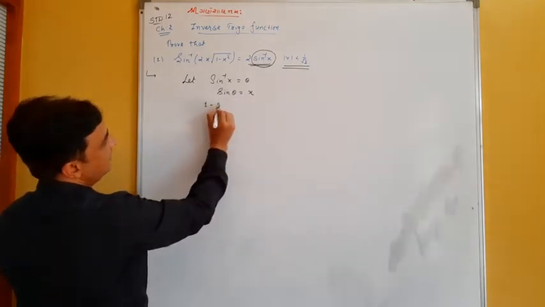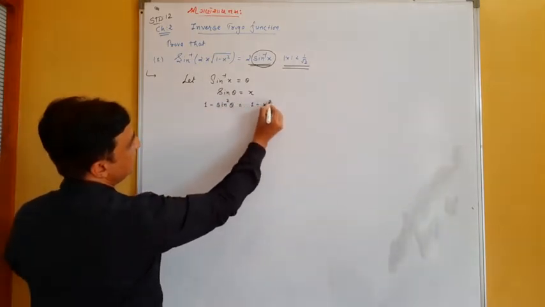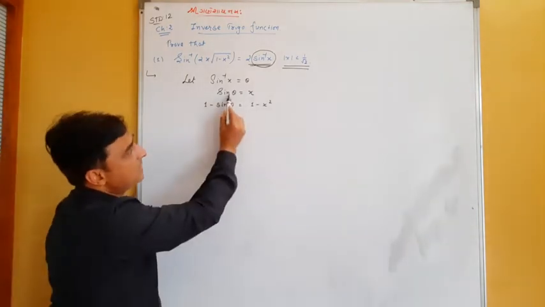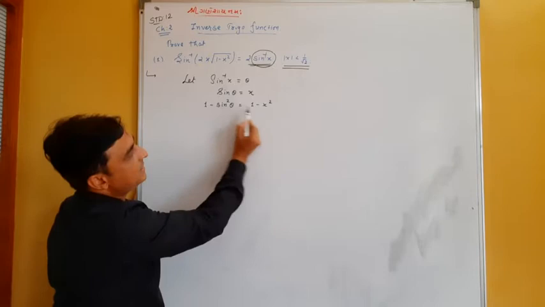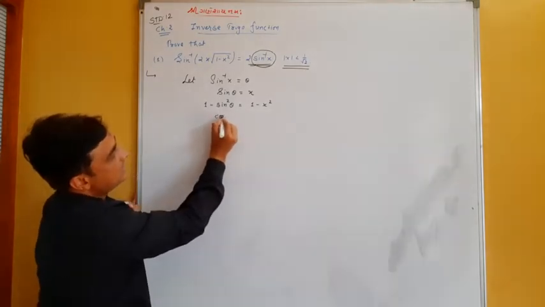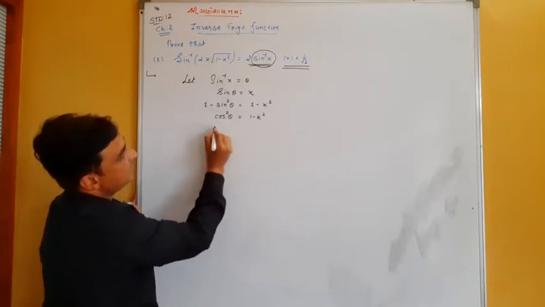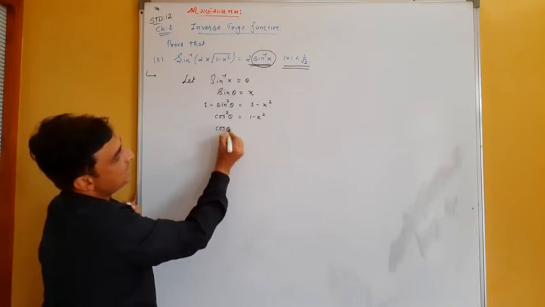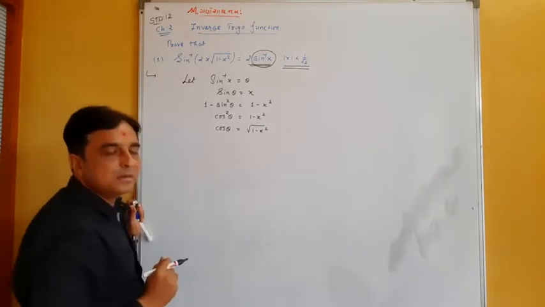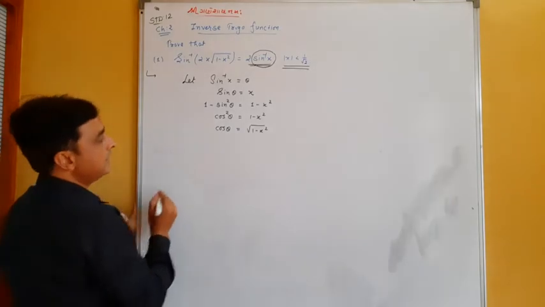Now 1 minus sine square theta is equal to 1 minus x square, if we do the square on both sides. We know that 1 minus sine square theta is cos square theta, and that is 1 minus x square. If we take the square root, root of 1 minus x square equals cos theta.